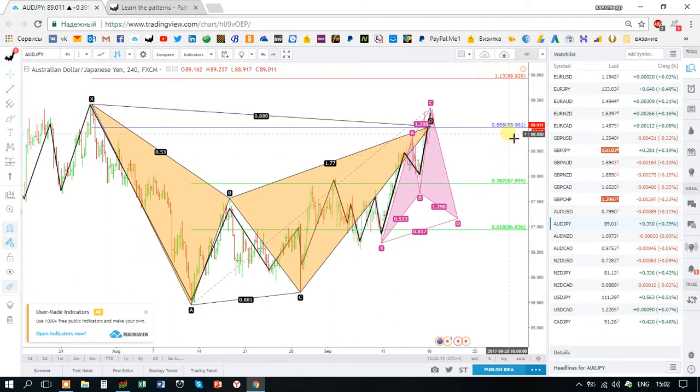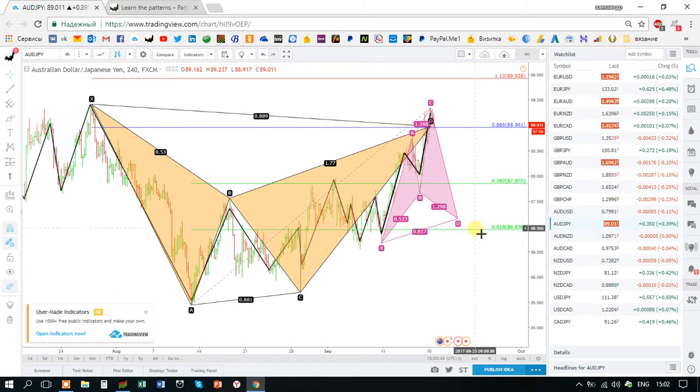So it looks this way. The entry was 88.96, stop loss 89.92. So we almost have how much? 96 pips of stop loss risk. So 87 would be take profit 1, 86 take profit 2. If it goes lower, the cipher pattern will be triggered.